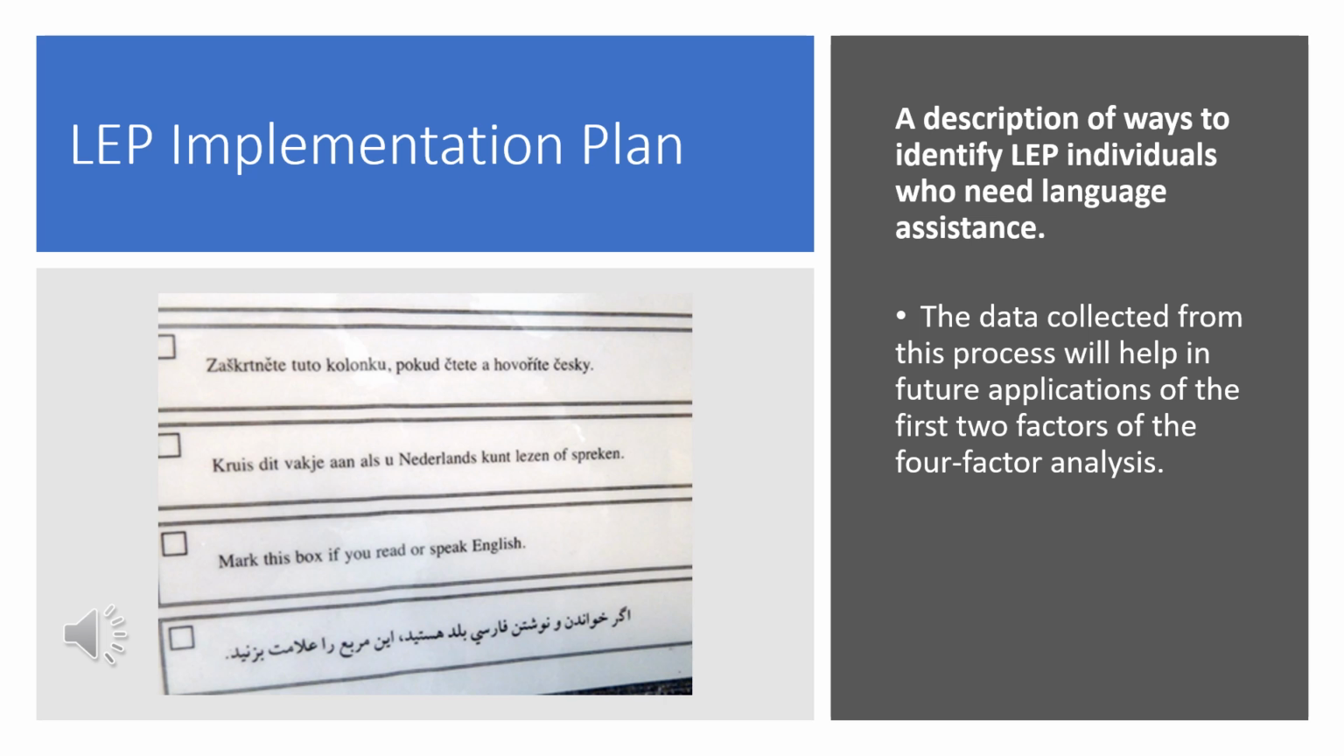Now, I've placed a graphic in this slide. One way to do this, particularly for walk-in LEP persons, is to use an I Speak card. This is a card that says in English, mark this box if you read or speak English. It says that same thing in about 40 or 50 different languages. And you could invite the LEP person, if you're not sure which language they're speaking, to look at that card and identify their language needs.